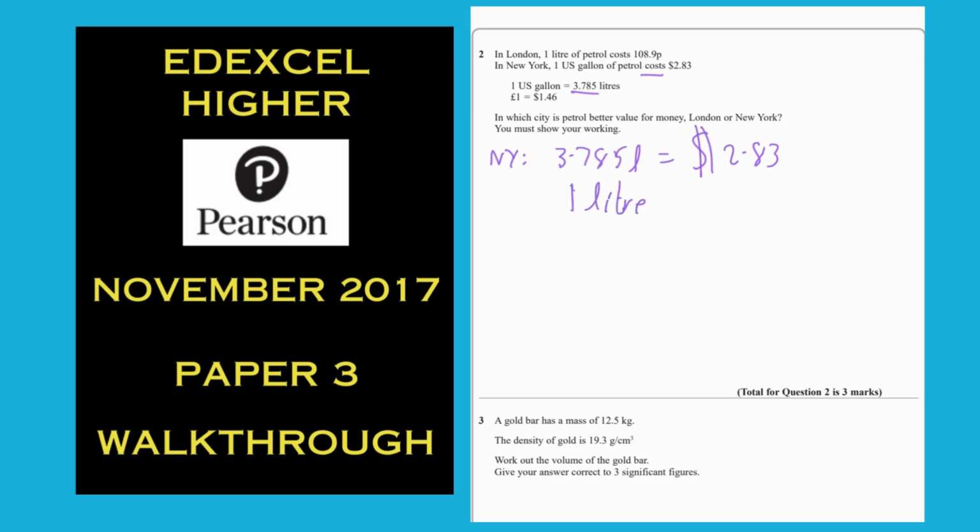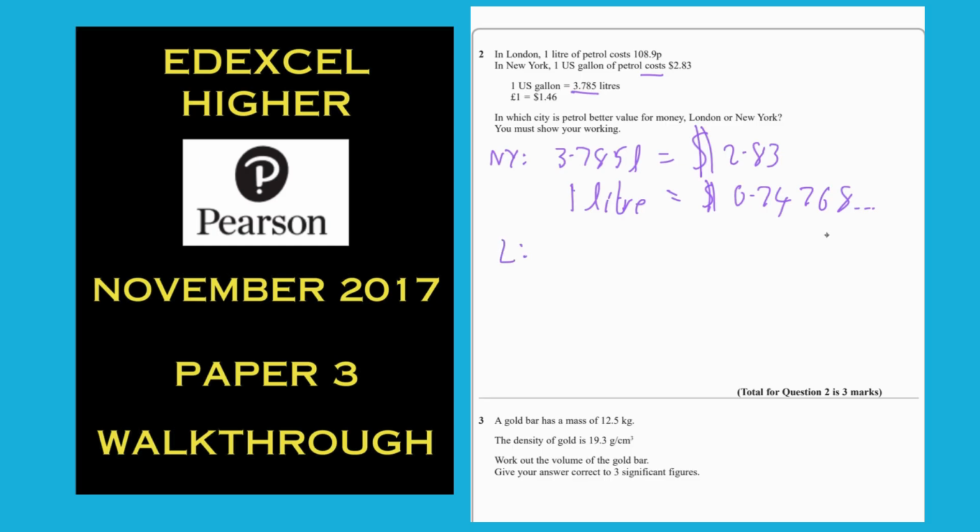So I find the cost of 1 litre. That's always my preference. Go for the unitary method, find the cost of 1. So you divide both sides by 3.785, giving me the cost of 1 litre in New York, $0.74. I went a bit further, just in case it's quite close. It turns out it's nowhere near close.